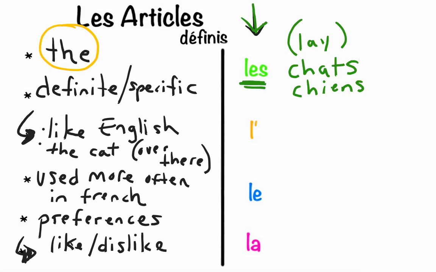Now, let's move on to the L apostrophe. This will go in front of a masculine or a feminine word. Doesn't matter. It has to be singular, as in only one, and it has to start with a vowel. So we could say l'auto, as in the car, the auto. How about l'examen? So we have the car, the test. They're singular, as in only one, and they both start with a vowel, so you need to make a contraction, that L apostrophe.